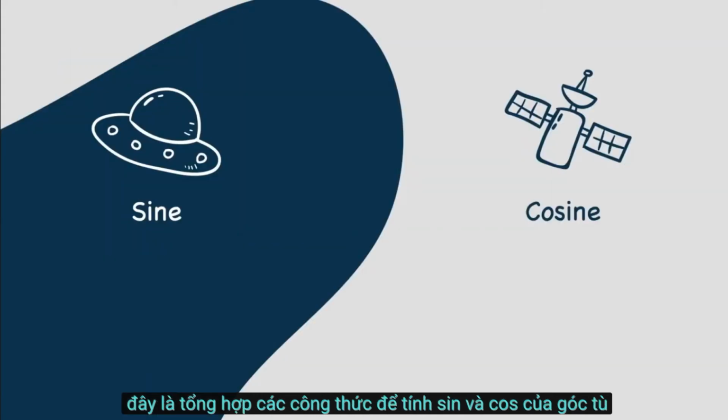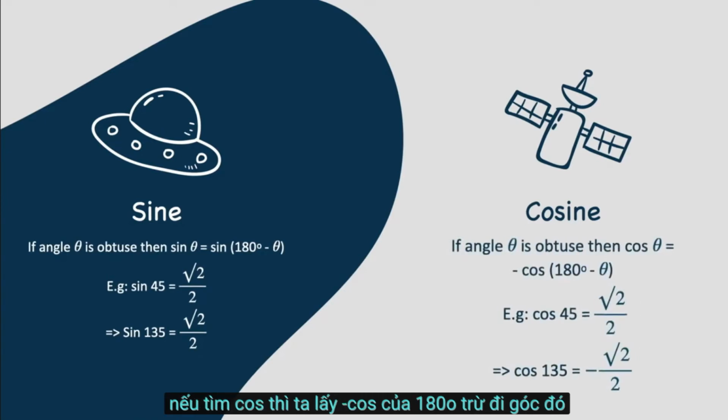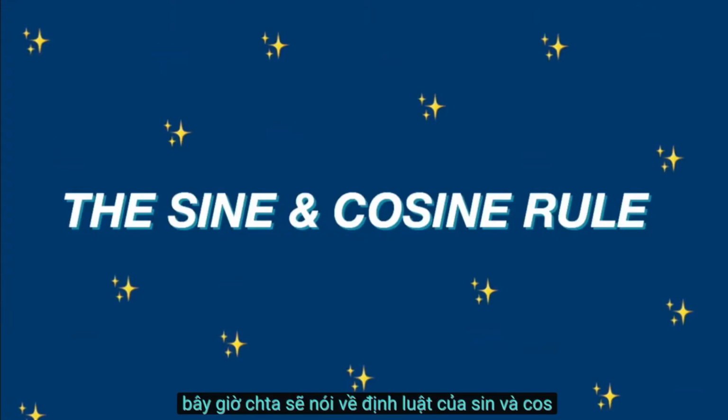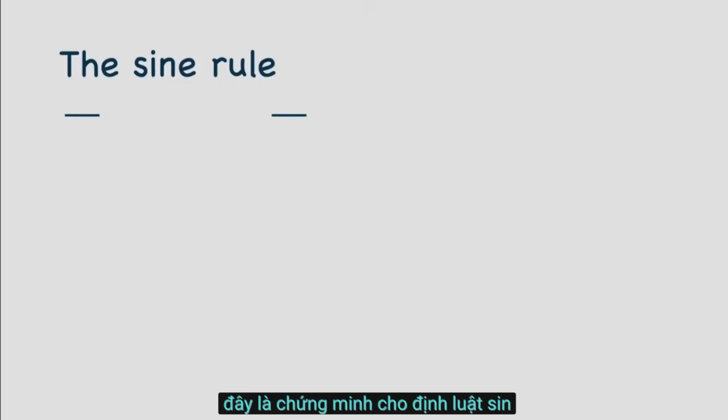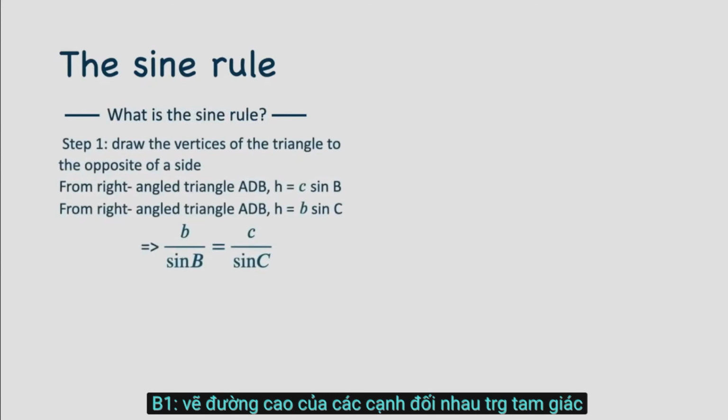Now, these are the short formulas for finding sine and cosine. If angle theta is obtuse, then sine theta equals sine of 180 degrees minus theta. And if angle theta is obtuse, then cos theta equals minus cos of 180 degrees minus theta. Now we will talk about the sine rule and the cosine rule. Here's a breakdown of what the sine rule is. Step 1, label the vertices of the triangle and the side opposite each.